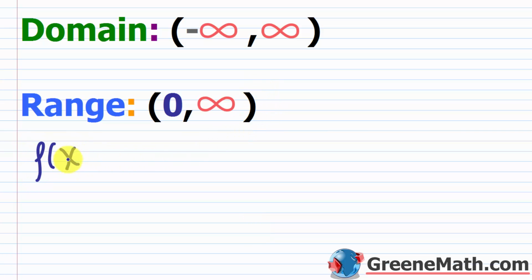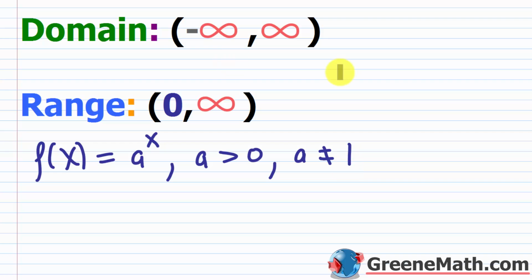So we have f of x is equal to a, which is our base, raised to the power of x. And the restrictions are that a, the base, has to be greater than 0, and also a, the base, cannot be equal to the number 1. So first and foremost, we're given the fact that the domain is the set of real numbers. So from negative infinity to positive infinity, I can plug in whatever I want for x.